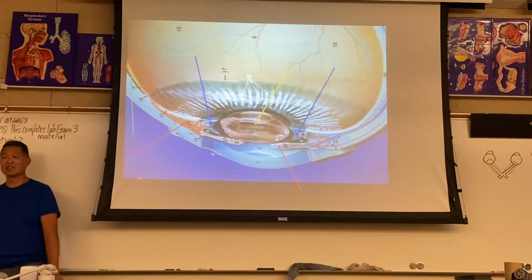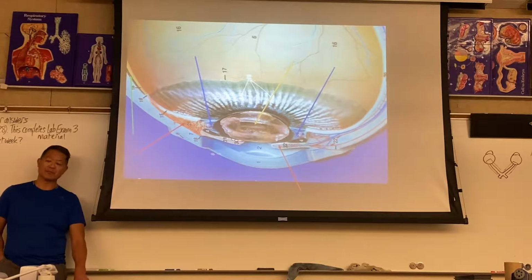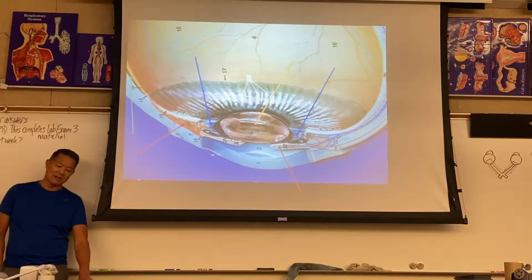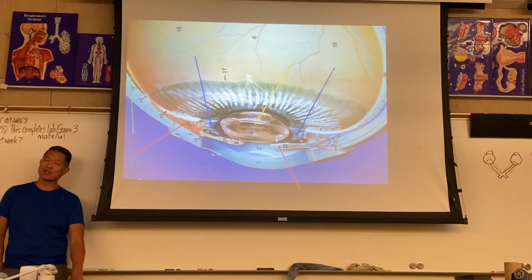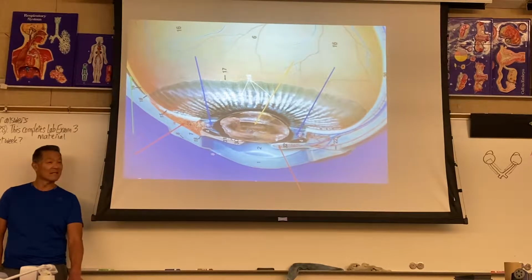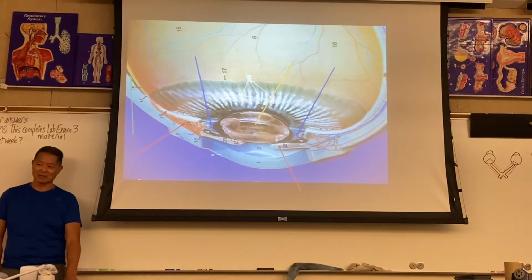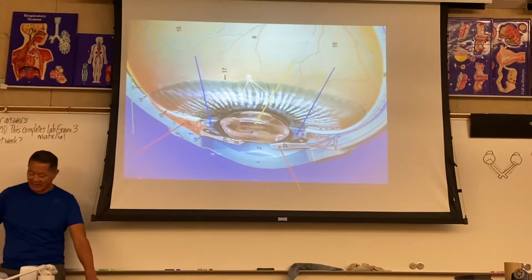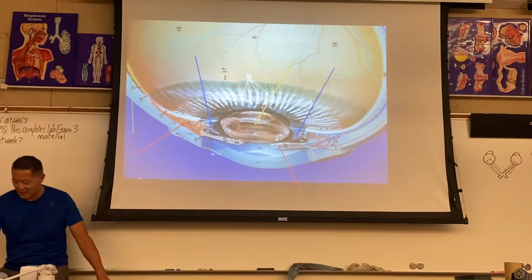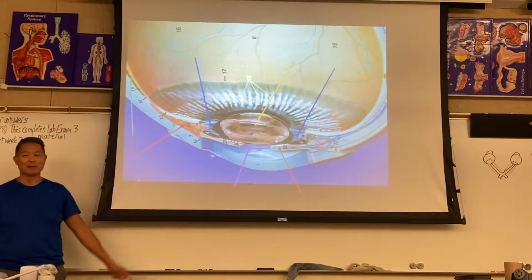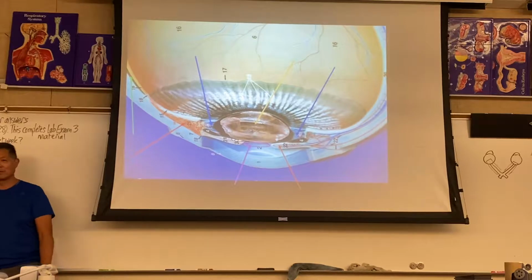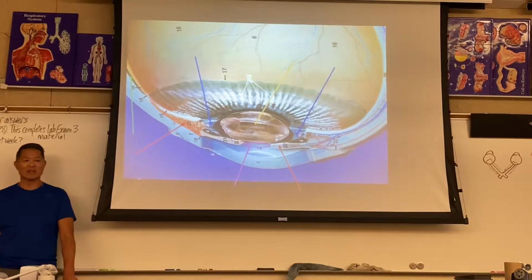Orange arrow is the iris. The iris has constrictors and dilators. What kind of smooth muscle is the iris? Multi-unit smooth muscle. Constrictors and dilators. And that constriction and dilation controls the size of the pupil. They're in purple. Purple pupil. Say that fast.